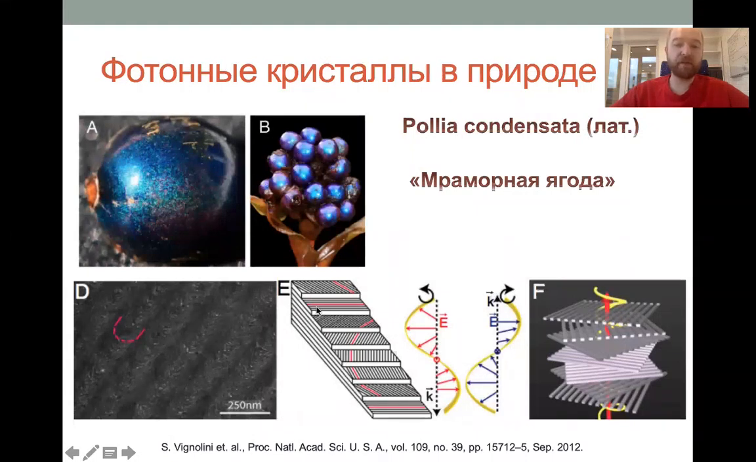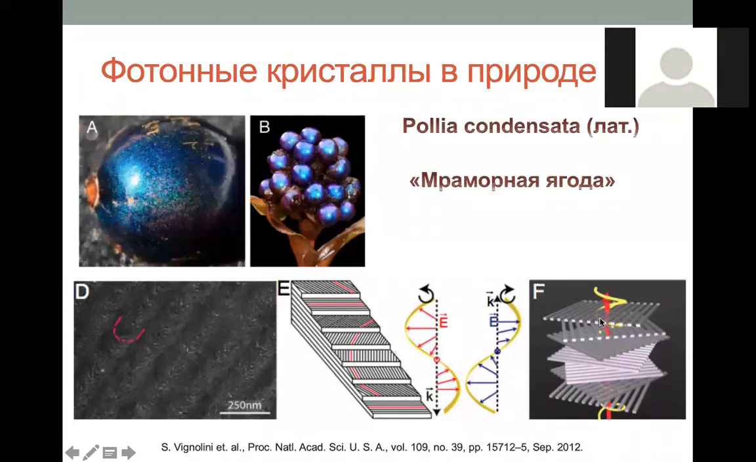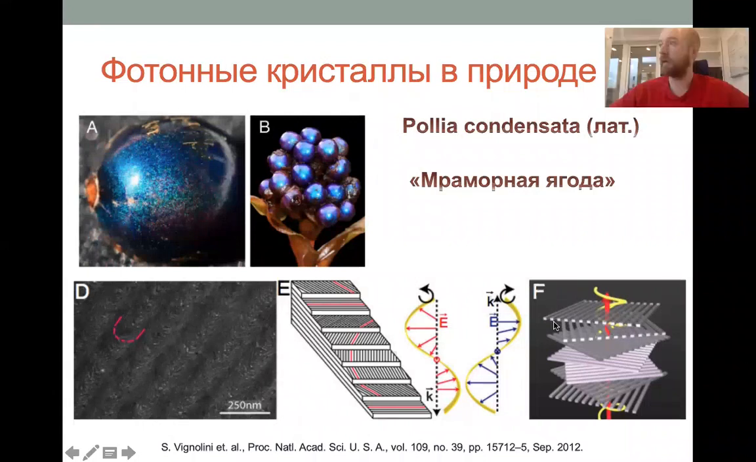But if you consider the microscopic image of the skin of this berry, we see that it consists of many layers of 1D structures, also really periodic. And you know that usually if we consider a dry berry, after drying, berries lose color, but this berry doesn't lose color even after drying, because the origin of this color is geometrical.